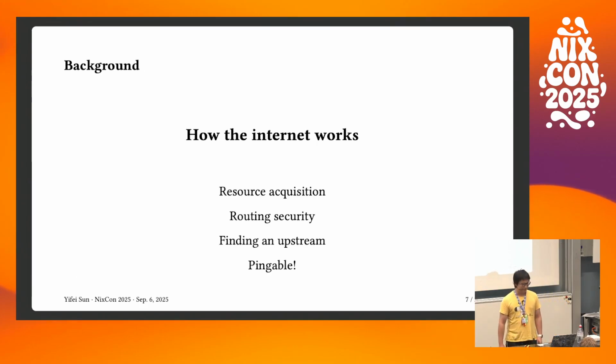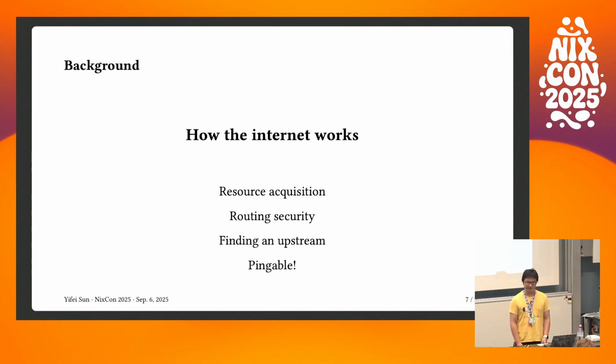So a little background information: the internet works because companies and individuals get resources from RIRs, and they set up routing security and import-export policies, and hook up to upstreams and peers. Then they add the announced IP addresses to their interfaces, and then they are pingable.